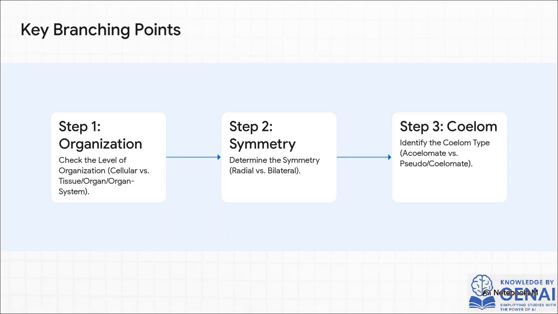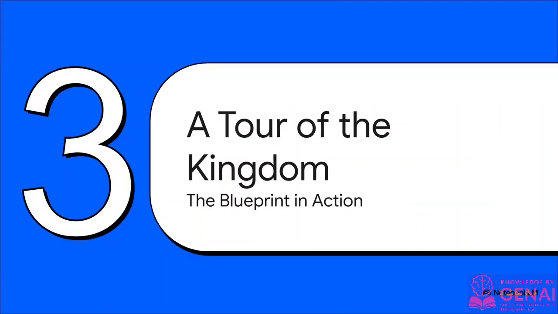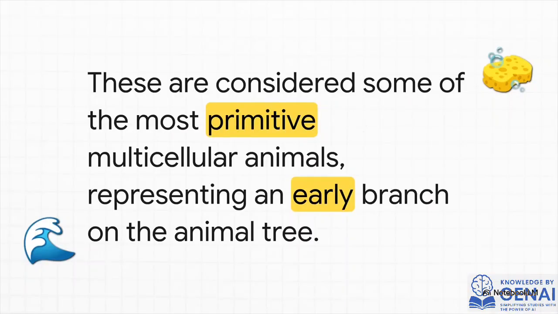It's that systematic. So for section 3, let's make this a little less abstract. Let's take a quick tour through a couple of major animal groups, or phyla, to see exactly how our blueprint works with real live examples. And first up, we have the sponges, which belong to the phylum Porifera.